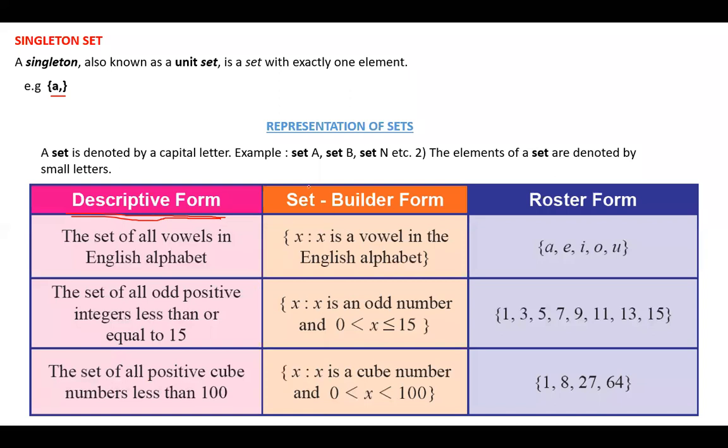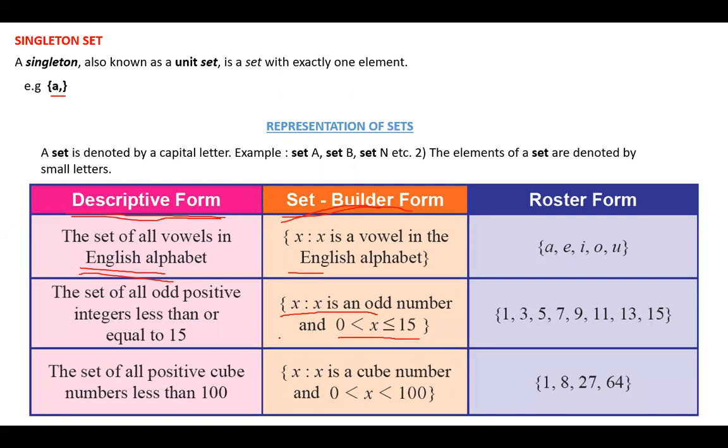The other way we can represent sets is by set builder form. When you want to represent this set in set builder notation, you are going to say x. These two dots mean such that. So in short, this is read as x is such that x is a vowel in the English alphabet. And then the second set here can be read as x is such that x is an odd number and 0. So in short, you can write it this way or this way.